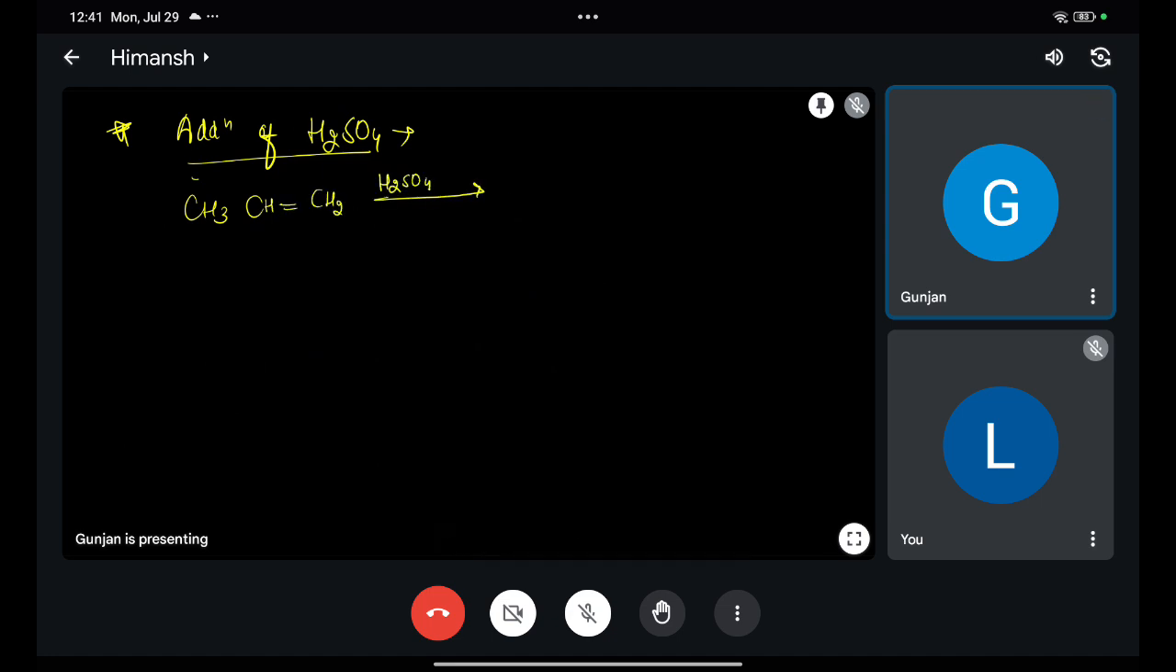H2SO4, again Markovnikov rule. Add H positive over here, and over here OSO3H. Okay. Getting it? Yes, ma'am, getting.